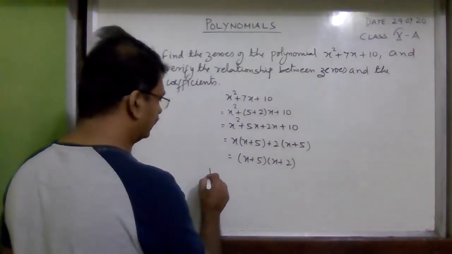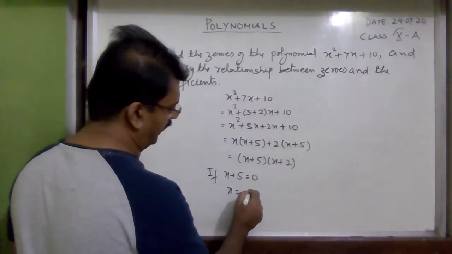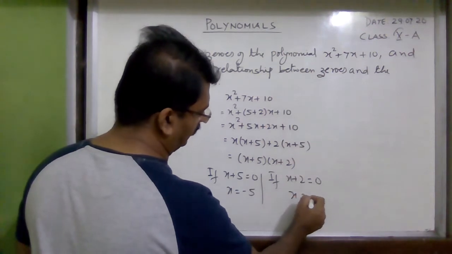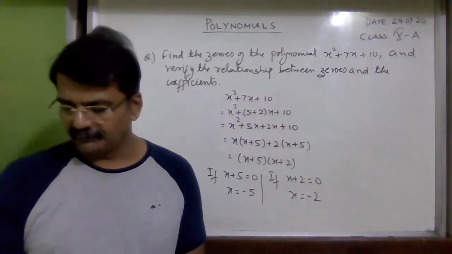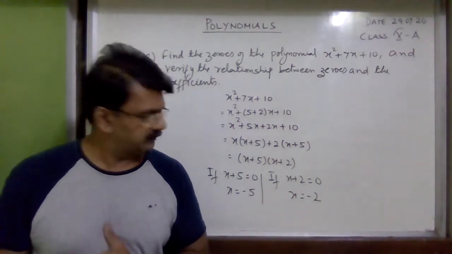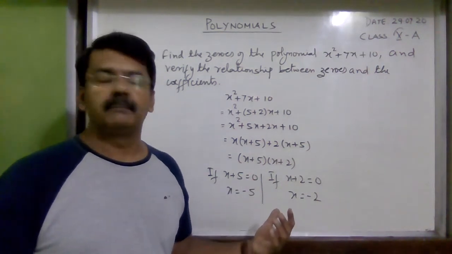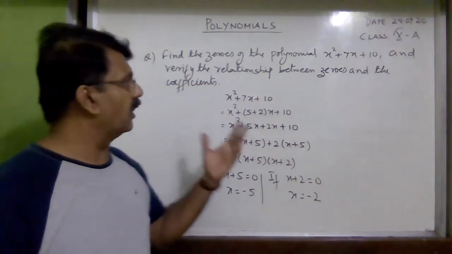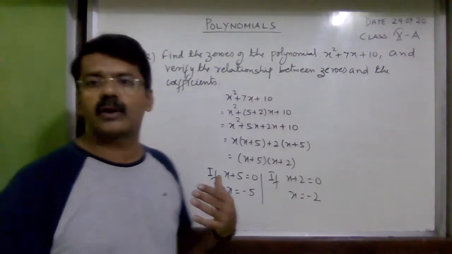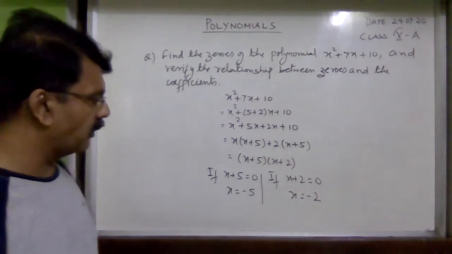Now if x plus 5 is equal to 0, then x is equal to minus 5. If x plus 2 is equal to 0, then x is equal to minus 2. So now you can see minus 5 and minus 2 are the roots, or the zeros, of this quadratic polynomial. I told you they are also called roots.